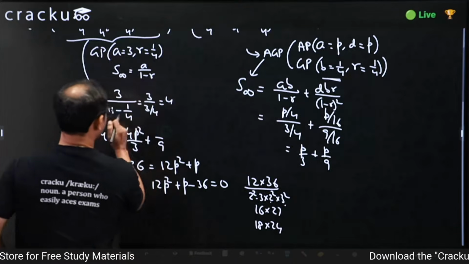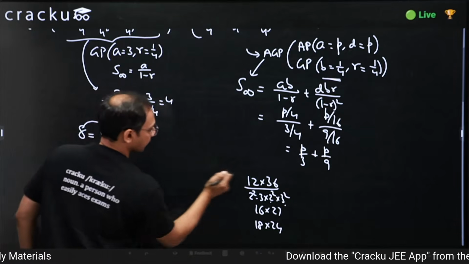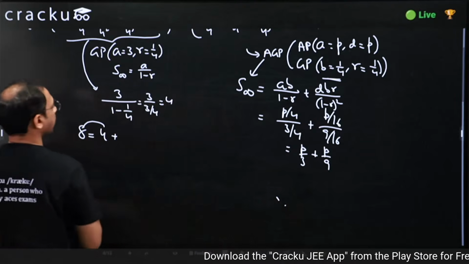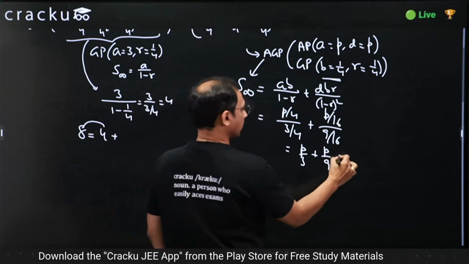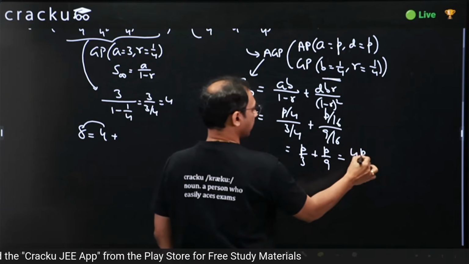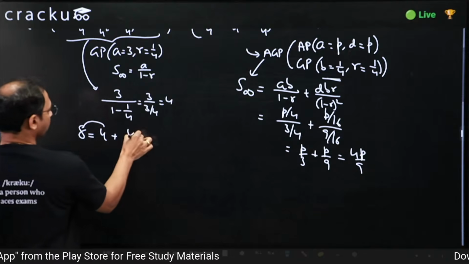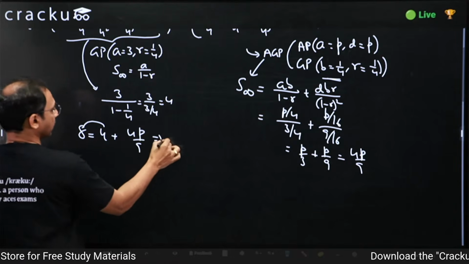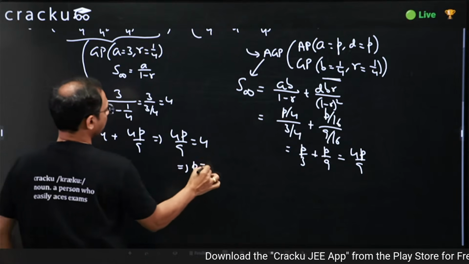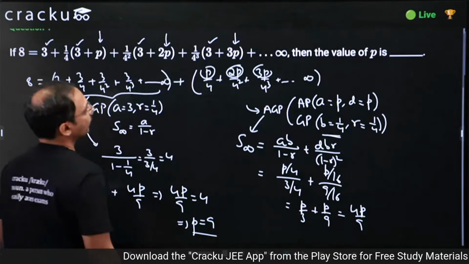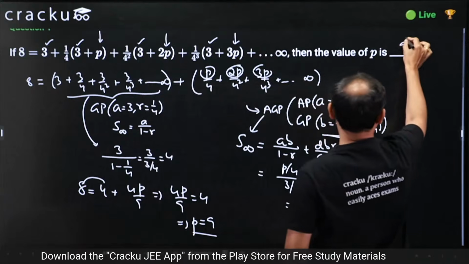Okay. So this one will become, what is P by 3 plus P by 9? This will be 3 plus 1, 4P by 9. So if I put 4P by 9 here, we get 4P by 9 is equal to 4, or P is equal to 9. That is the value of P.